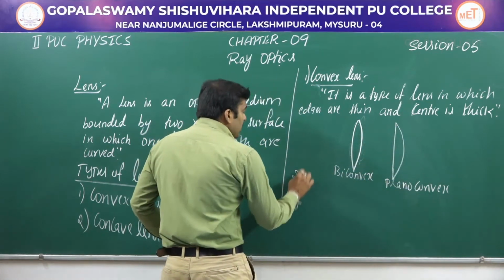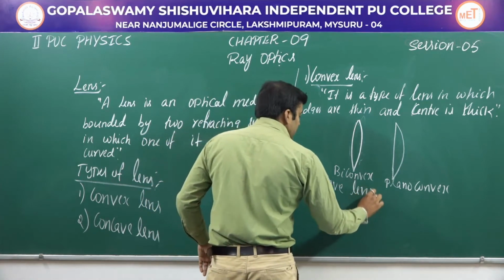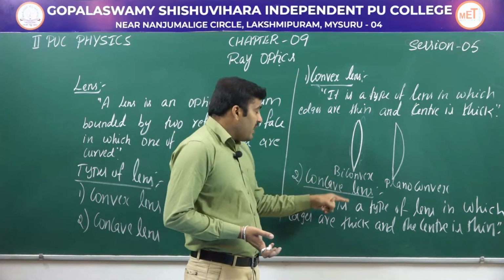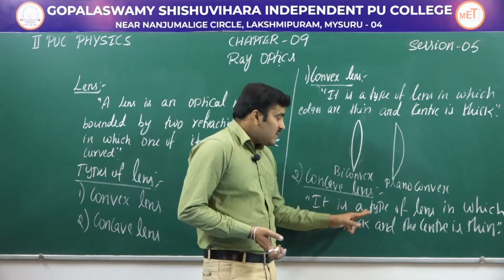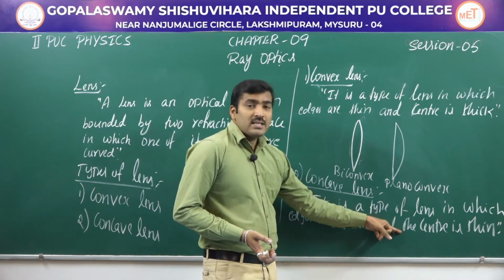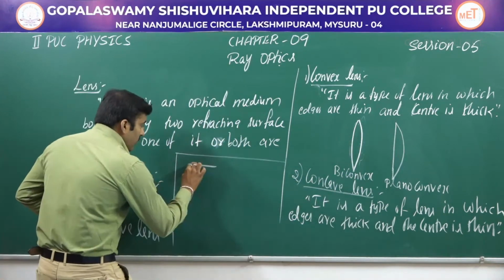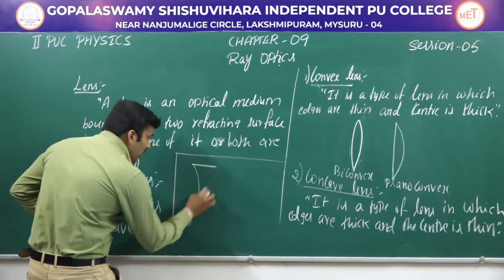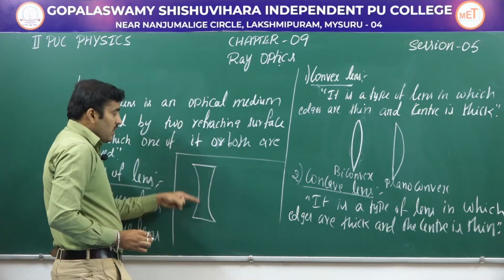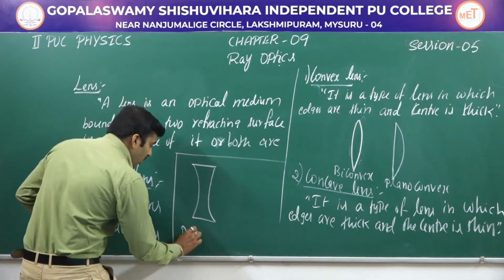Then we have a concave lens. What do you mean by a concave lens? This is just the reverse case of a convex lens. A concave lens is a type of lens in which the edges are thick and the center is thin. So if you observe, how does it look? Well, so this is a concave lens. You can see the edges are thicker and the center is thin. This is a biconcave lens.